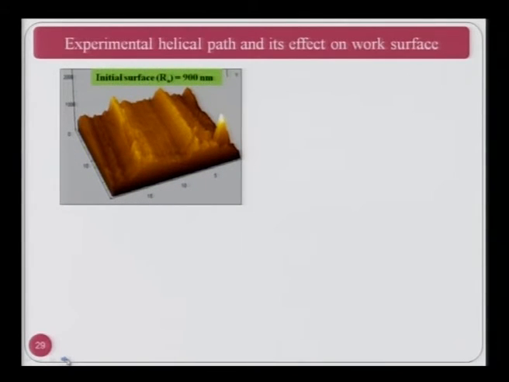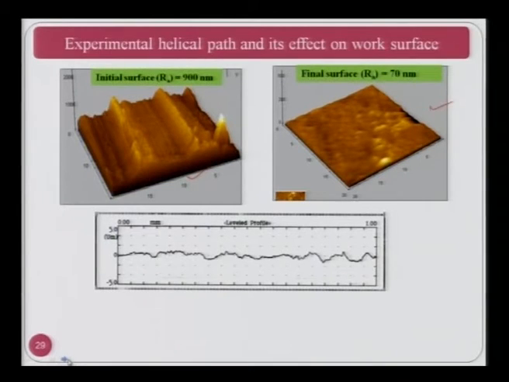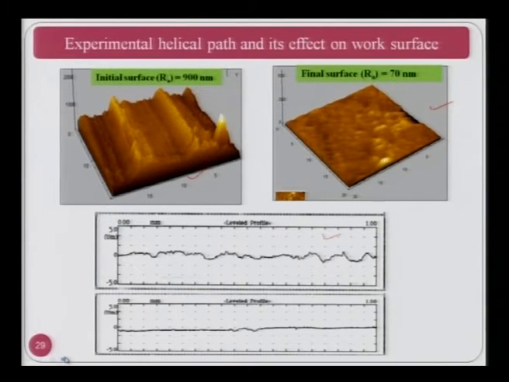Experimental helical path and its effect on the workpiece surface. Now you can see here, this is the initial surface roughness, that is 900 nanometer on the ground surface, and after finishing with RAFF, one is able to obtain 70 nanometer, and you can clearly see the difference in the surface texture and surface quality after RAFF. Now these are the surf analyzer plots. This is for the first one, that is without finishing, and this is for the finished part, and you can clearly see the qualitative difference as well as quantitative difference in the two surfaces.